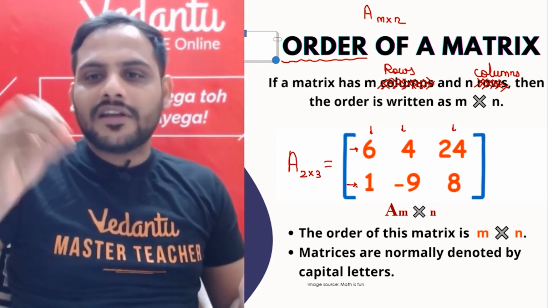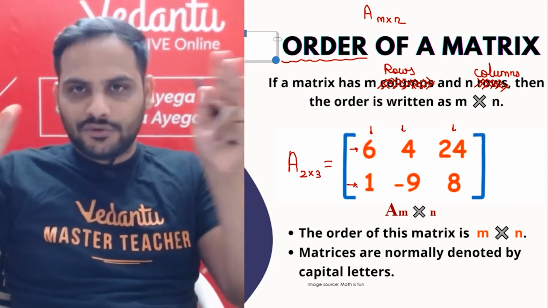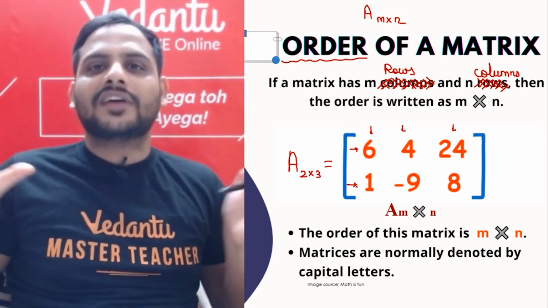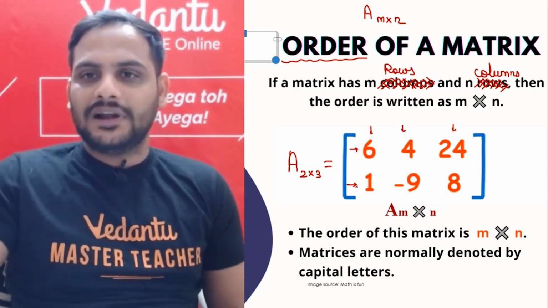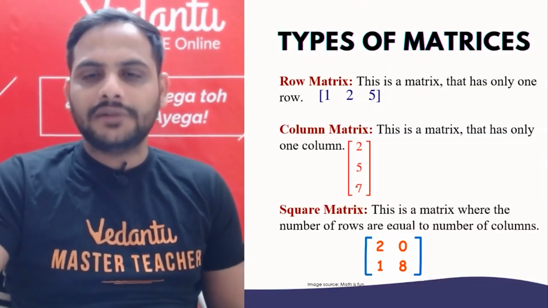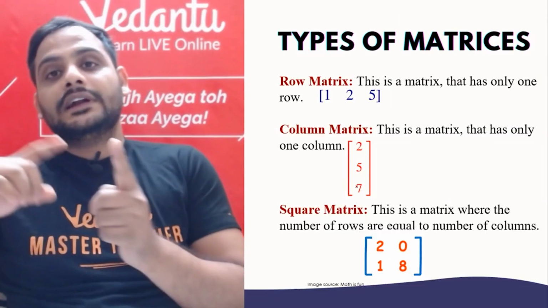Okay? Order doesn't tell what is inside the matrix, but we get to know how big the matrix is going to be, what is the size of that matrix. So that is called order of a matrix. Okay? Number of rows multiplied with number of columns. All right? Now come to the point, types of matrices.